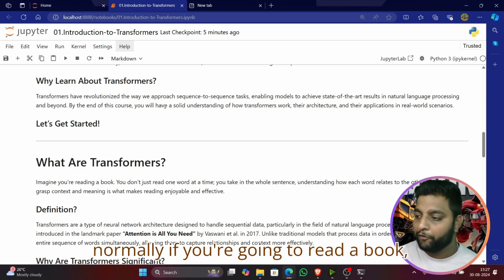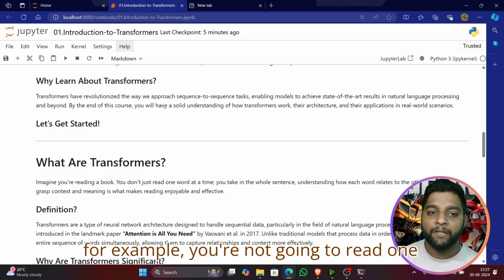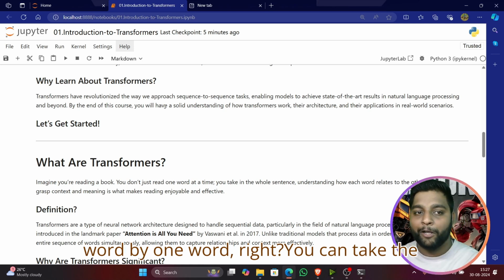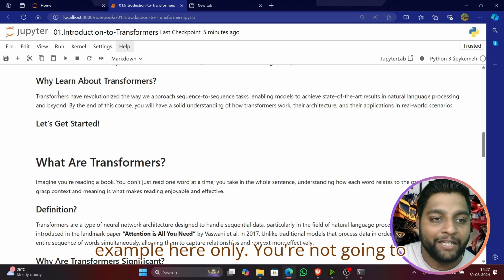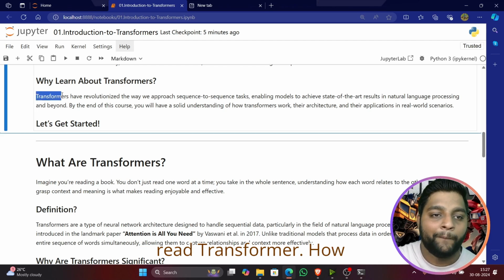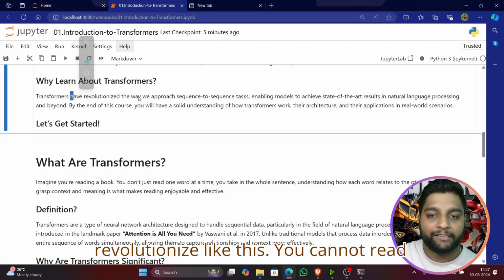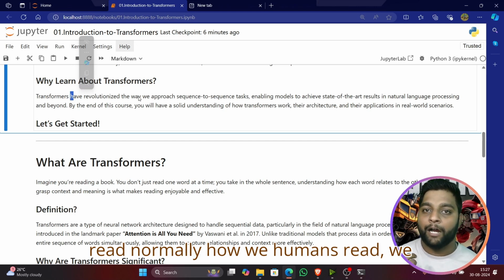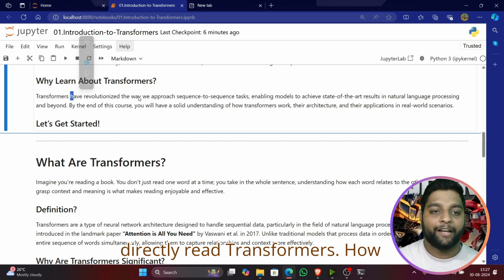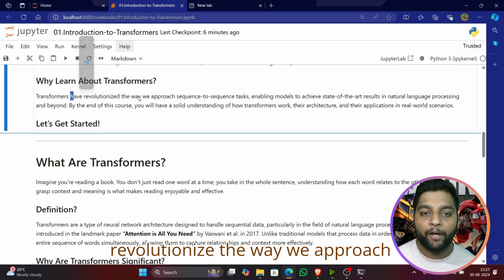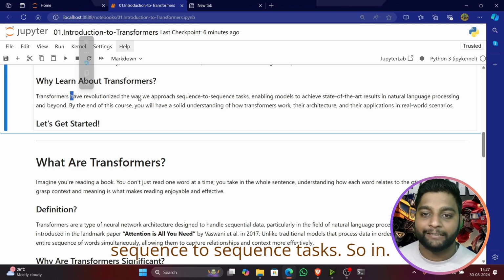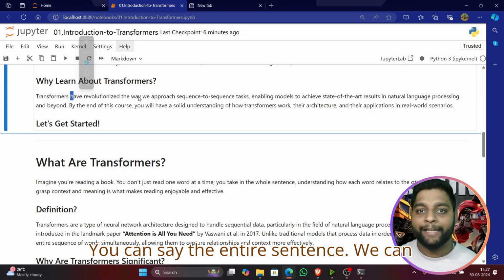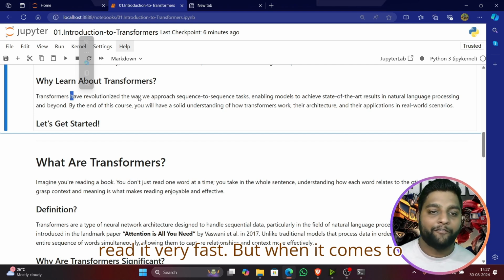See, normally, if you're going to read a book, for example, you're not going to read one word by one word, right? You can take the example here only. You're not going to read "transformer, have, revolutionized" like this, one by one, right? Normally, how we humans read, we directly read: Transformers have revolutionized the way we approach sequence to sequence tasks. So the entire sentence, we can read it very fast.